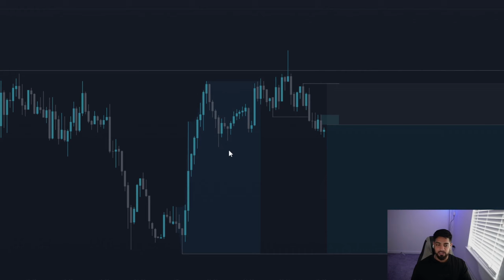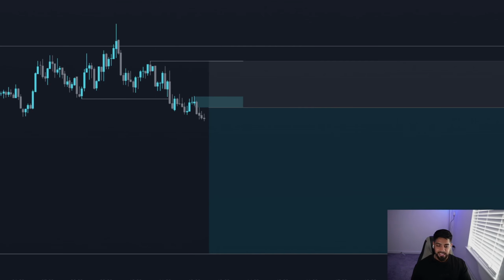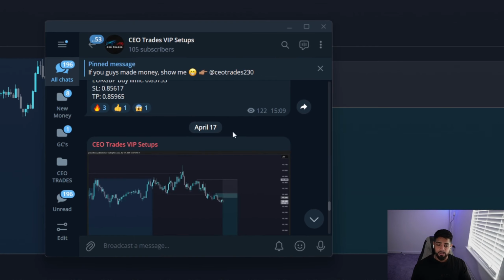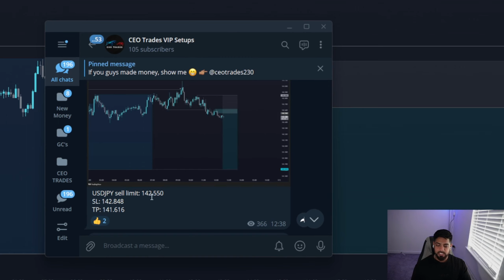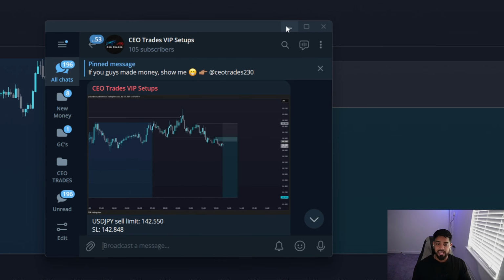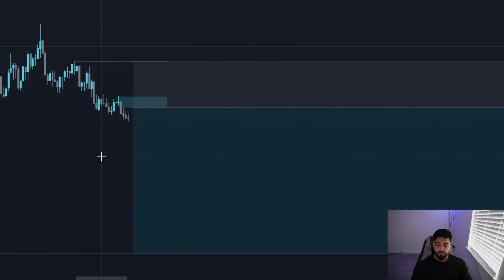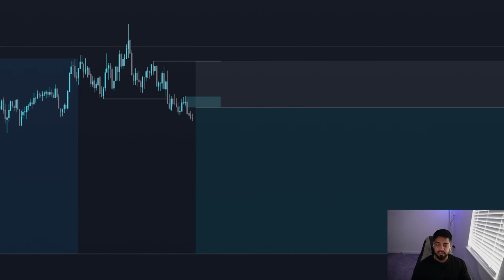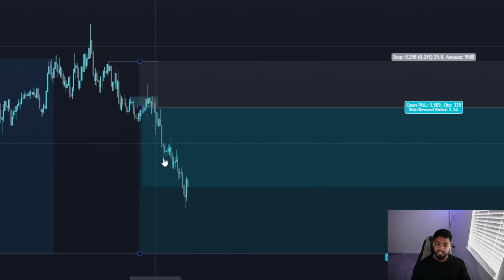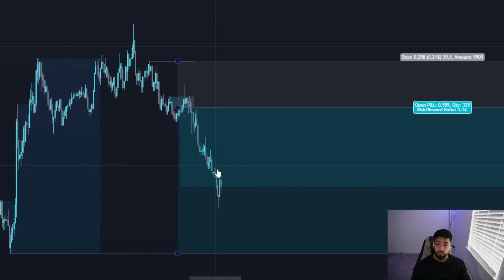And now that we've identified where our entry is going to be, this is actually where I sent the trade into the VIP group. As you can see right here, USD JPY sell limit, so that everyone could get into this trade with me. So now that we've understood the higher time frames and the lower time frames, all we simply do now is wait for price to come back, tap us into this trade, and then it starts plummeting, right? So it starts diving in our direction that we want it to go in.